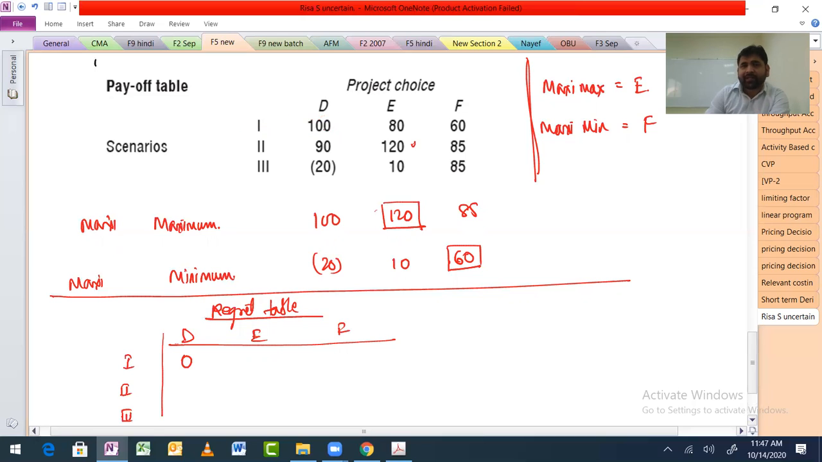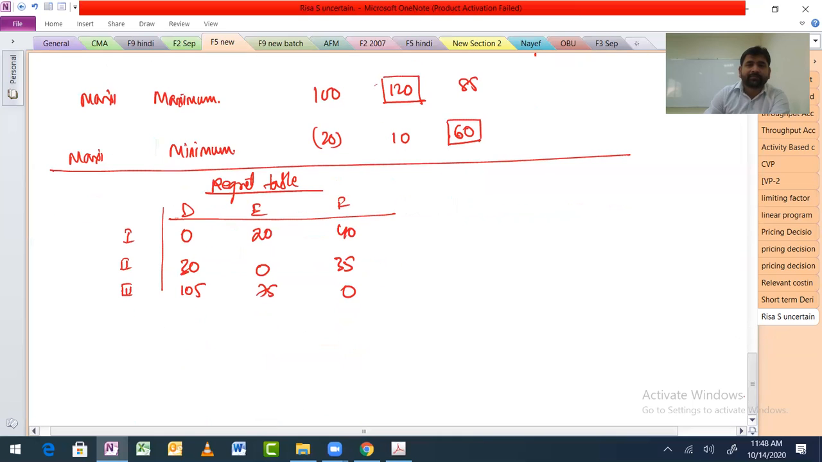And if I have selected E, I will think that I wish I had selected D. So there is a regret of 20, and a regret of 40. Similarly, in scenario 2, the highest one is this, so this is 0. And now there is a regret of 30 and a regret of 35. In the third one, this is the best, so regret is 0. And here there is a regret of 105, and here a regret of 75. Are we fine with this?